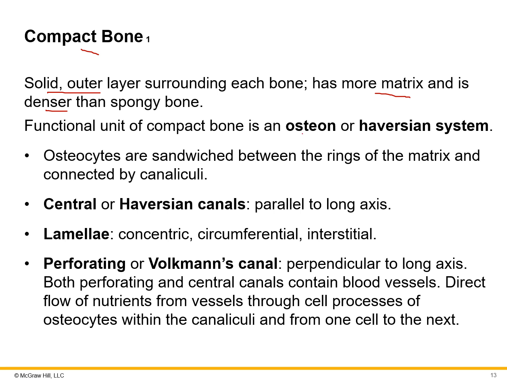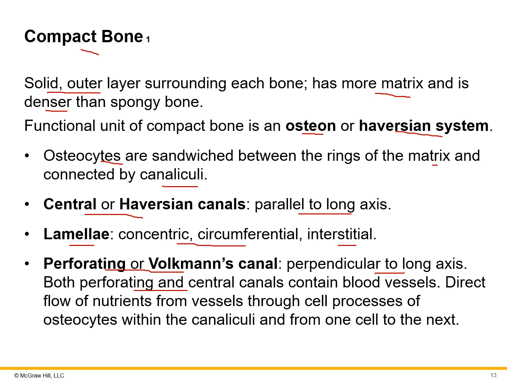Now, the functional unit is called an osteon or the Haversian system. These osteocytes are sandwiched in the rings of the matrix, which kind of looks like a tree trunk almost, and are connected by those canaliculi, projections coming off of the cell body. The central canal or Haversian canal parallels the long axis. The lamellae are concentric, so in circles, circumferential, and interstitial, so more on the inside. And then we also have the perforating or Volkmann's canal that's perpendicular to the long axis or to the central canal, so going in opposite directions.